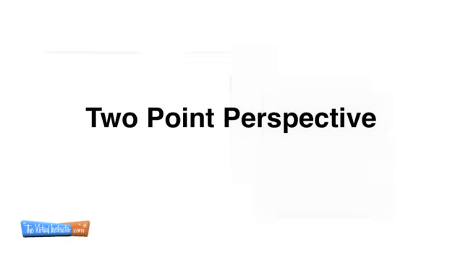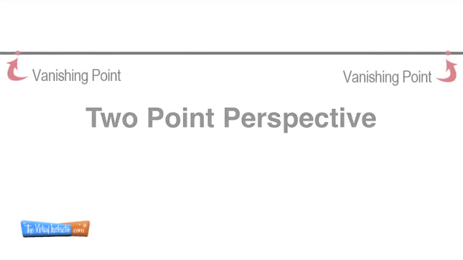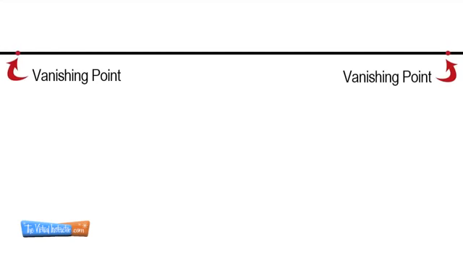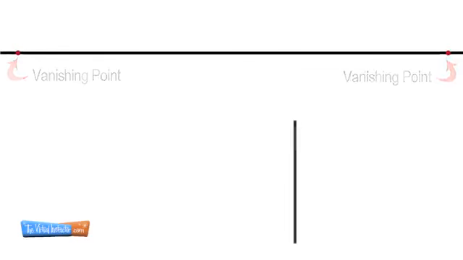A second type of linear perspective is 2-point perspective. Two-point perspective also begins by establishing a horizon line. In this case, two vanishing points are placed on the horizon line. Next, a corner is drawn in between the two vanishing points. This corner represents the corner of the cube.